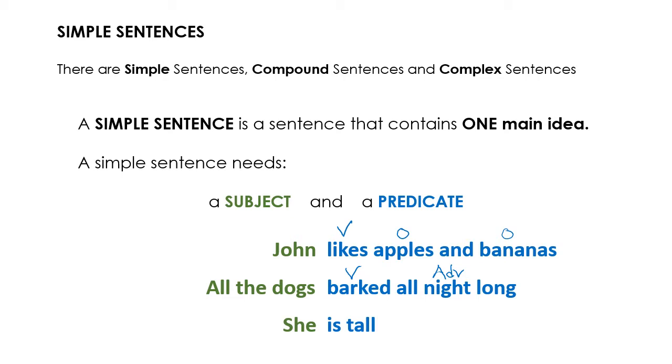Now look at the next one. She is tall. She is the subject. Now there isn't an action verb, there's only the little verb to be and an adjective. So this sentence, it doesn't have subject, verb, object, but it is still a sentence. This is why we call it a predicate, because a predicate might not be a verb and an object. Okay? So they're all simple sentences.